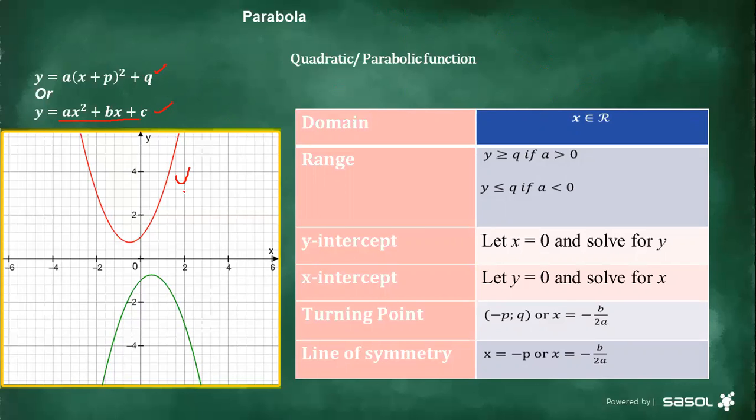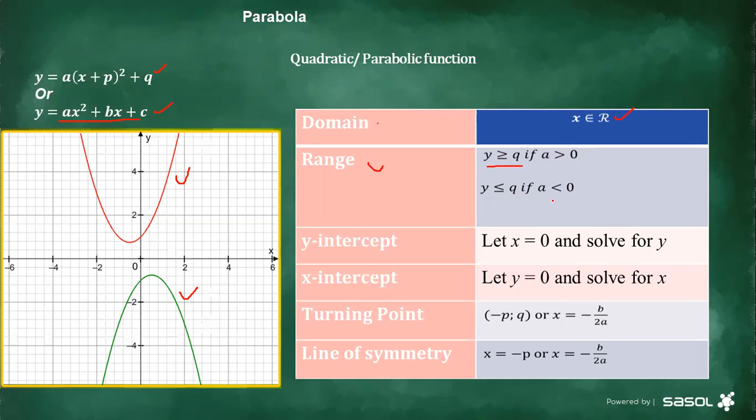Then we have two graphs, the red and the green one. Now, what is the domain of the parabola graph? The domain of the parabola graph will always be x is an element of all real numbers. It will never change. And then for the range, y is greater than or equal to q. Remember what I said about q: it is the value of y at the turning point. Meaning there is no way we can determine the range if we don't have the turning point, because from the turning point we look for the value of y so that we can determine the range. So that's how you should determine the range of a parabola graph.